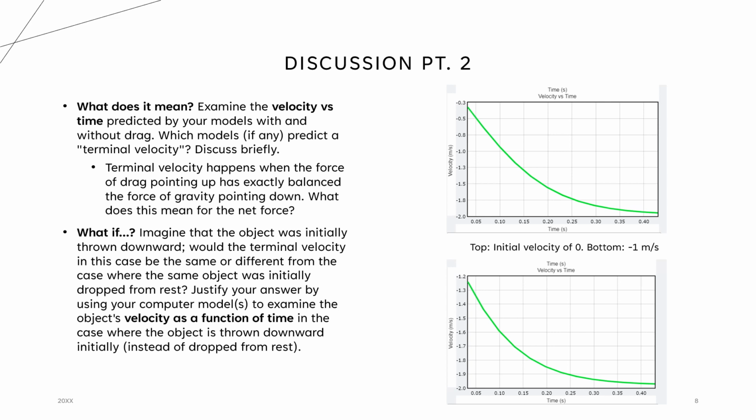And on the top, we can see in the drag force model that the velocity is flattening out and approaching -2 meters per second. Similarly, on the bottom, where the object was thrown downward, I edited the code so that it had an initial velocity of -1 meters per second. It also approaches a terminal velocity of -2 meters per second. So using the GlowScript code, we can deduce that both objects approach the exact same terminal velocity, but the one with an initial velocity of -1 approaches the terminal velocity a little bit sooner because it flattens out a little bit sooner.